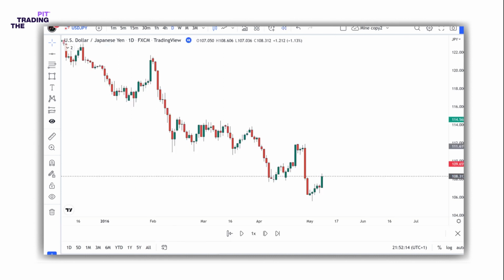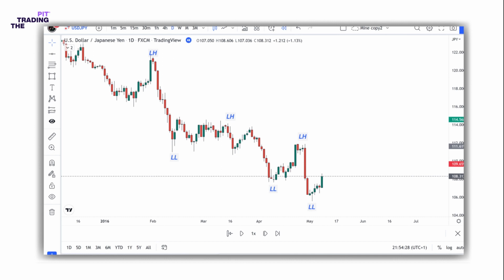Here on our chart, the first thing you have to do is find the direction of the market. We have a lower high over here. Price rallied down to create a lower low. Then the price moves up to create a lower high. Price rallied down to create a lower low. Then the price moves up to create a lower high. Price rallied down to create a lower low. Now we have identified the direction of the market.